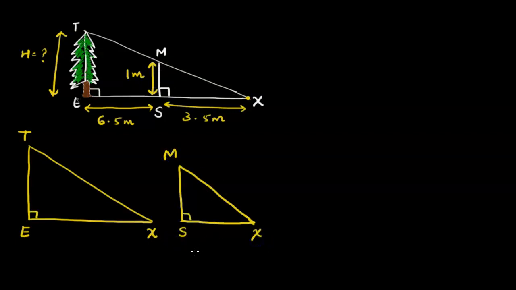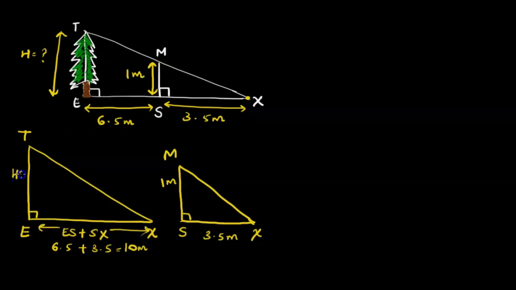Now for one triangle, we are given side lengths XS as 3.5 meters and MS as 1 meter. For the other triangle, we are given ES as 6.5, and since the big triangle base is going to be the sum of ES plus SX, that's how we get EX. So this is ES plus SX. ES is 6.5 and SX is 3.5. That is equal to 10 meters. So this whole length is 10 meters and this is the height that we are looking for.